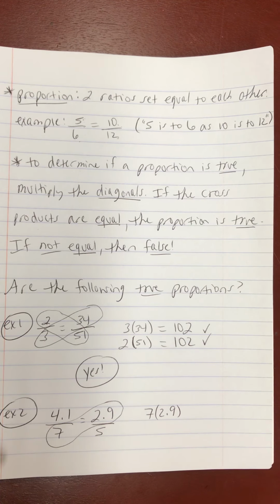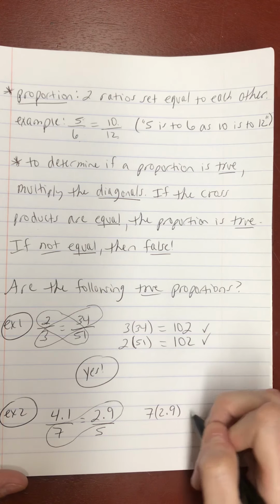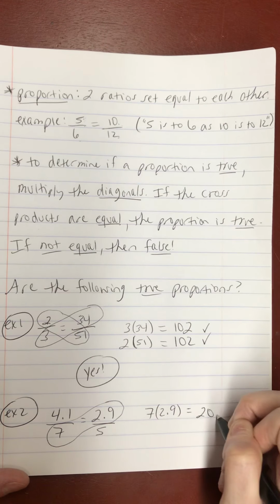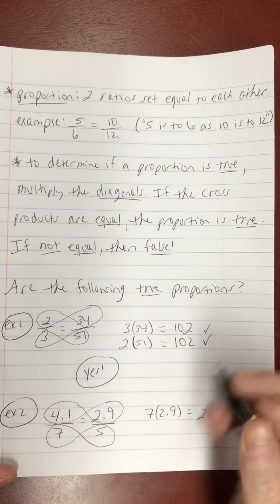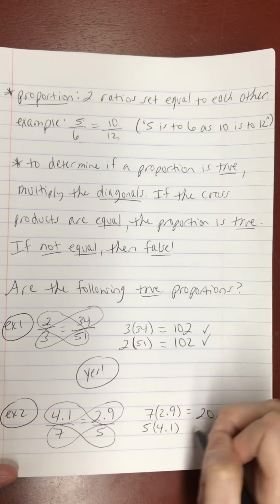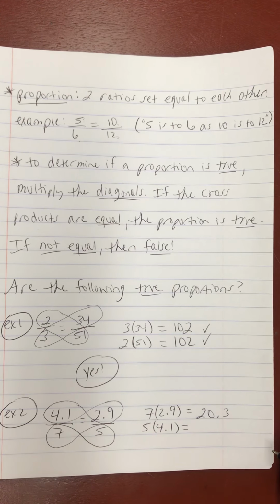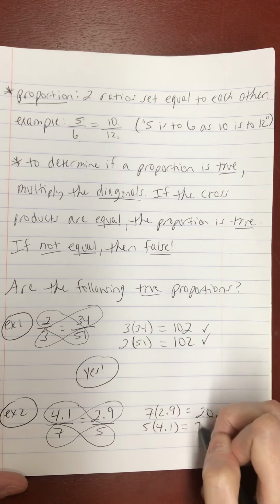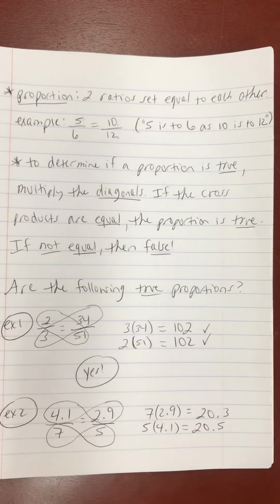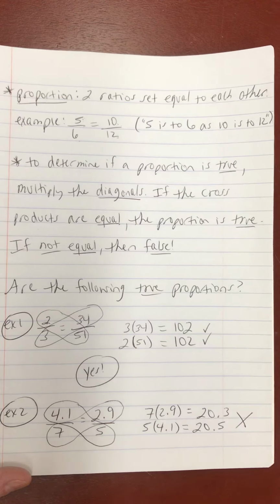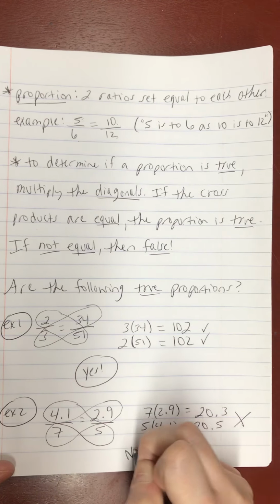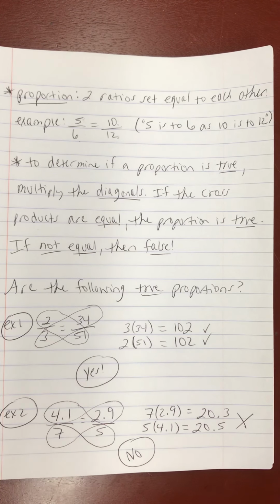So 7 times 2.9 is 20.3. You get 20.3 when you multiply those two. And then the other diagonal, 4.1 times 5, or 5 times 4.1, same thing. You get 20.5 when you multiply those two. So you have a 20.3 and a 20.5. Did we get the same result? No, we did not. Those are not the same result. I'll just put an X by them, and so our answer would be no. These are not true proportions.